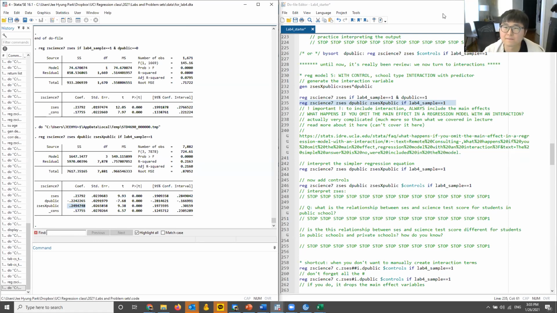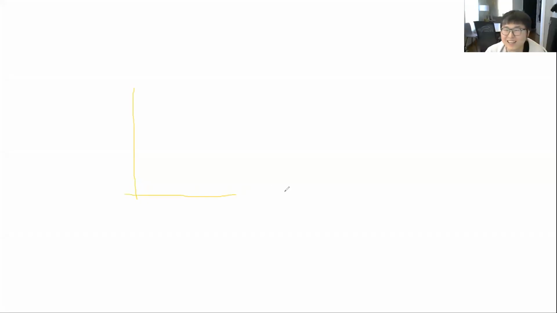Let me share a whiteboard. I'm going to try to draw something with my mouse. Okay. Now we know how to graph this, right? Here's one slope, here's the other slope. They're linear, okay? And this tells you this relationship is larger than this one, right? This is public, this is private.